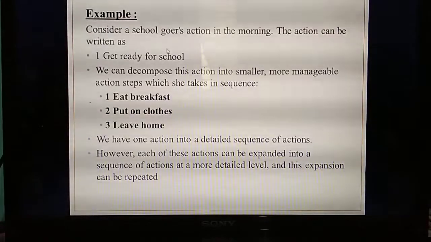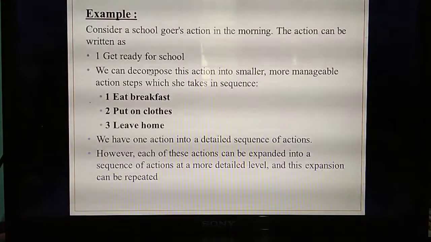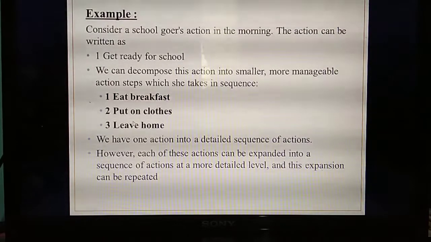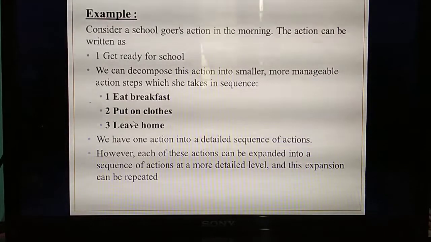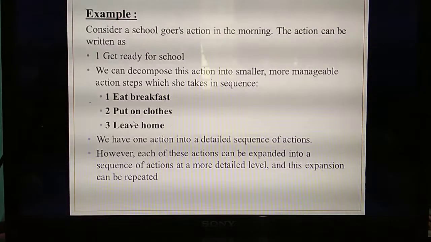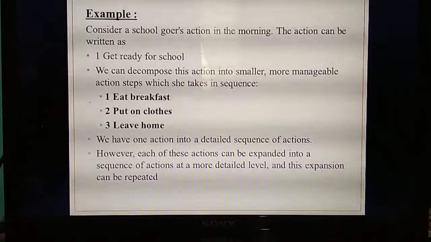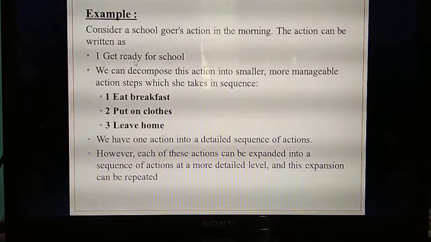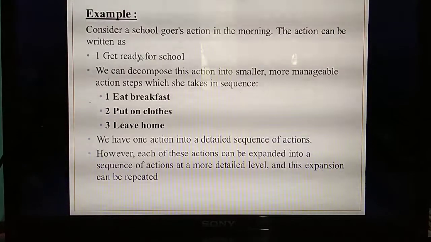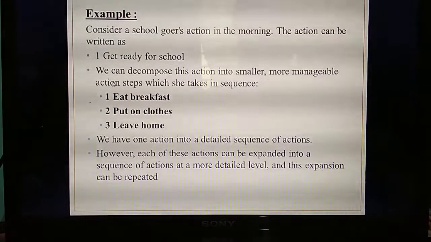Okay, listen. How are you going to decompose this task into smaller problems? What's the main task? Get ready for school. That main task they are splitting into three parts. First, eat breakfast. Then you need to change the dress, that is put on clothes. Third step, you are leaving from home. These are the main sub problems. Understand? The main problem is get ready for school. You are dividing this main problem into three sub problems. Before going to school you will eat your breakfast, then change the dress, then leave from home.